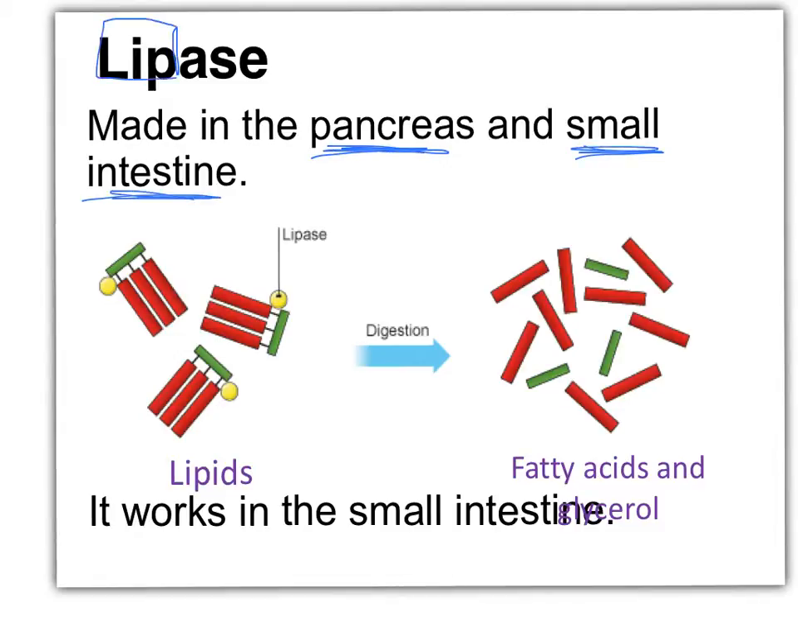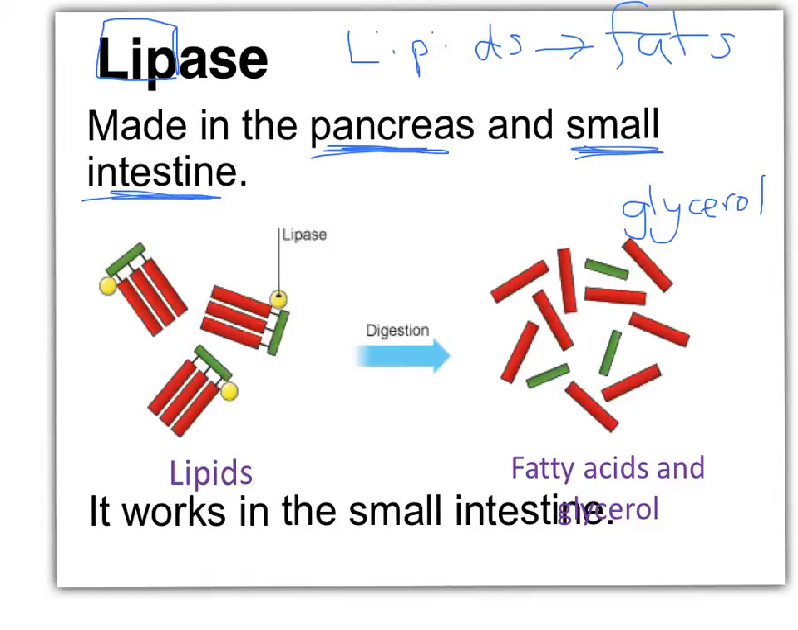Okay, again, lipase is made in the pancreas and the small intestine. Lipase breaks down lipids, which are fats. Okay, so lipids are broken down into fatty acids, and you can't quite see the words, so I'll write it here, and glycerol. So again, you can see you've got large insoluble molecules being digested by the enzyme lipase into small soluble molecules, which are fatty acids and glycerol. And again, this is working in the small intestine.